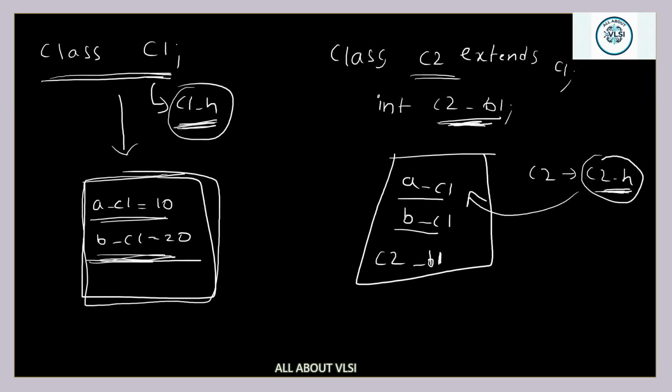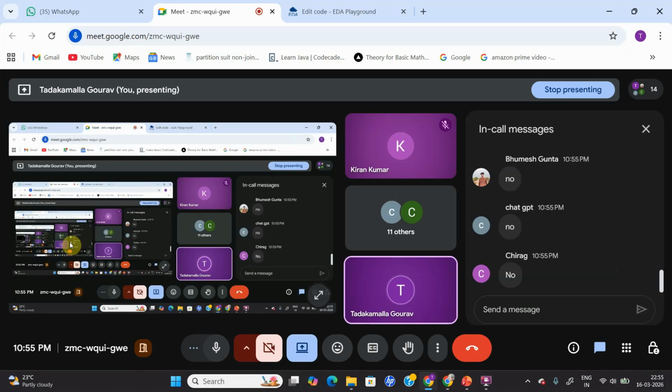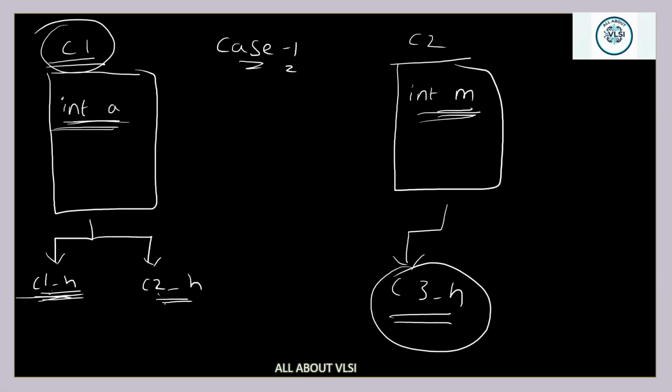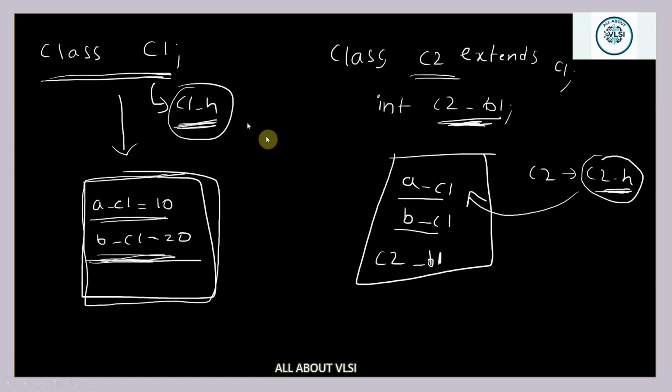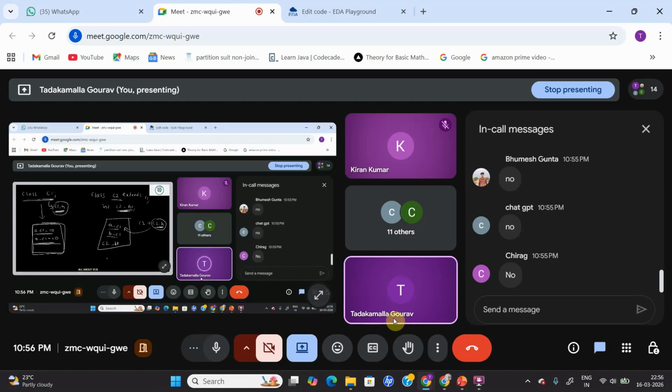But the child knows everything about the parent class properties and parent class methods. Is it clear? These are the two rules of our inheritance. Rule number one is that the child can access parent class properties and methods, and rule number two is that the parent cannot access child class properties. Is it clear? Why have we given these rules? The reason for this I've just discussed over here. Is it clear? Yes or no?